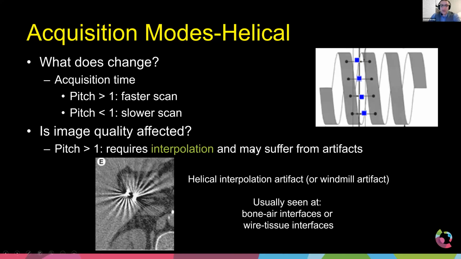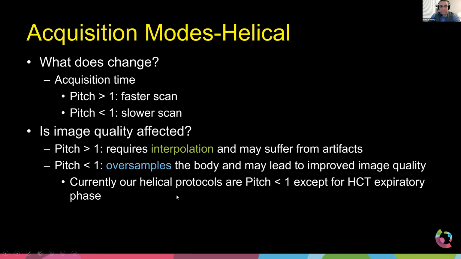And because of these interpolation artifacts, especially for really high pitch values, you can get what we call windmill artifacts. Now, these windmill artifacts are typically found at the bone-air interfaces or where there's a wire or a tube that's been inserted into the body. But to know that this right here is a direct effect of using a pitch of greater than 1.